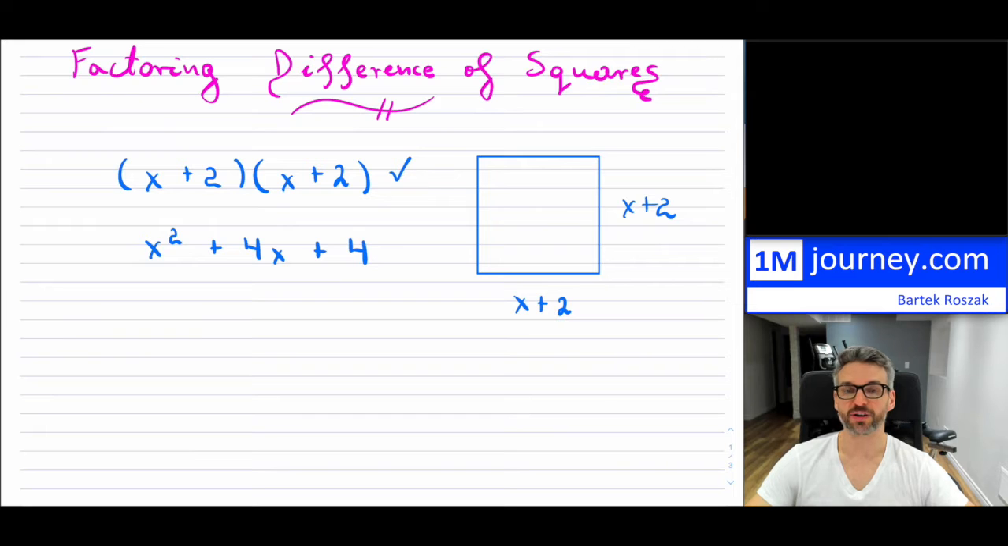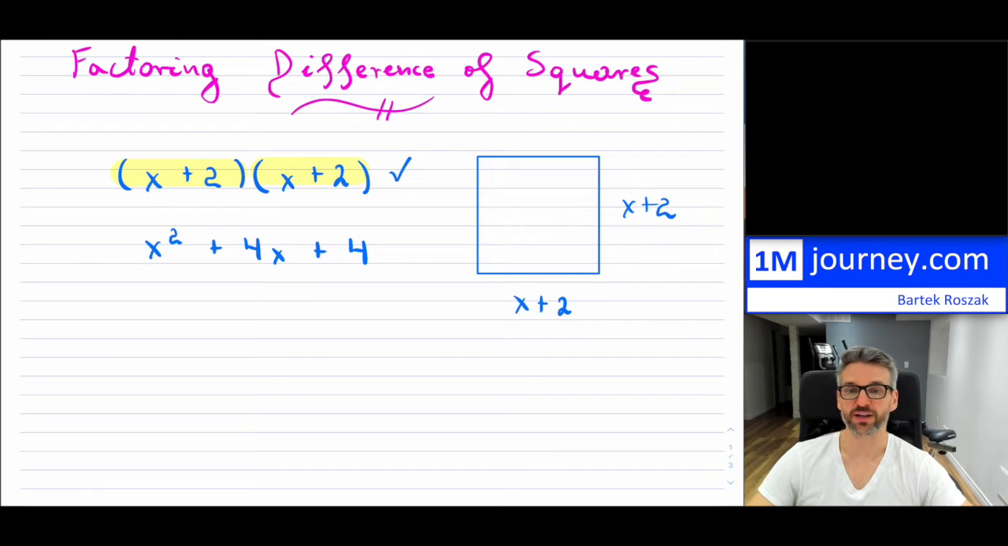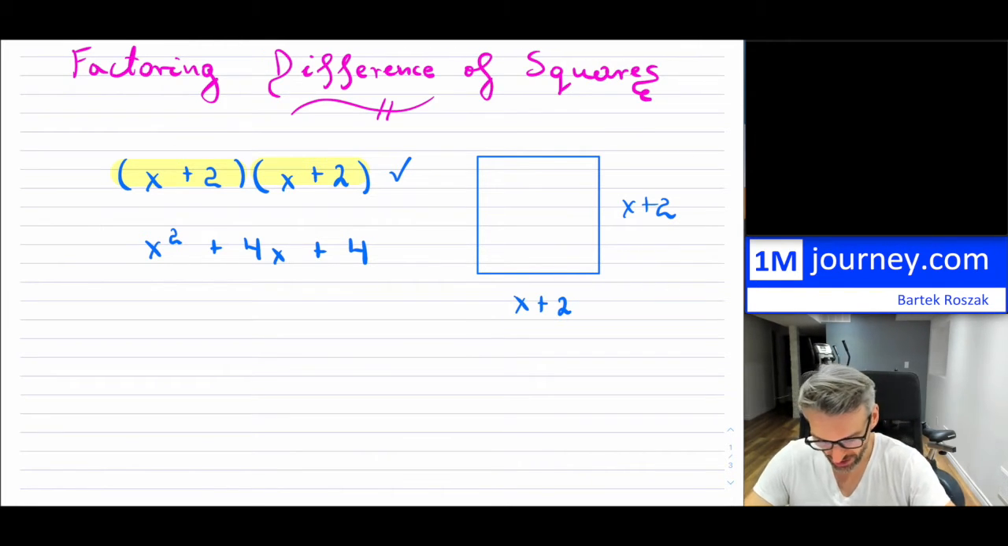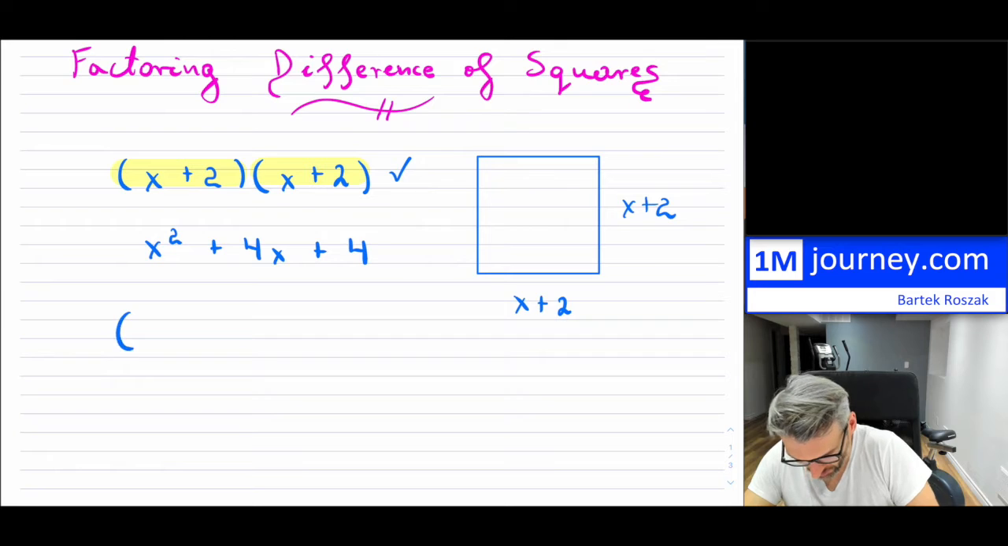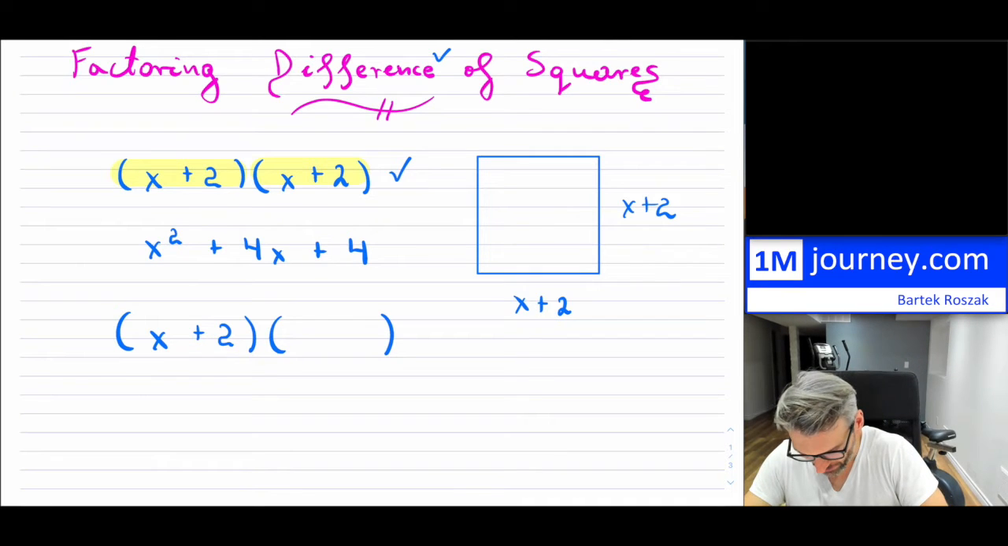Now, what makes this a perfect square is that both of the factors are identical. So it's x plus 2 multiplied by x plus 2. That's what makes this a perfect square, because they're identical. Now, the key difference is that in difference of squares, you do not change the actual factors. So there's still x plus 2, and then the second factor is still an x, and this is still a 2.